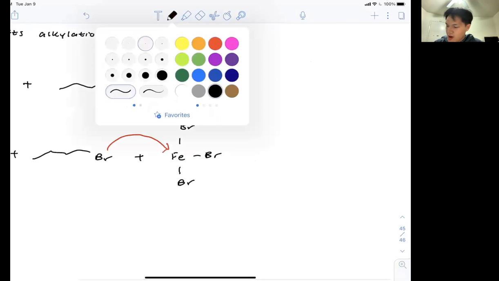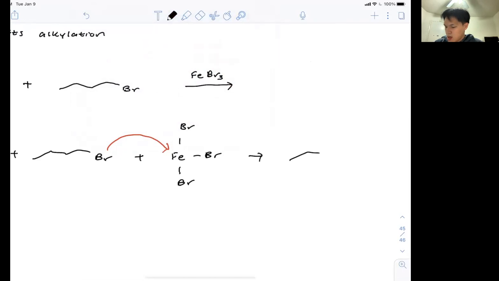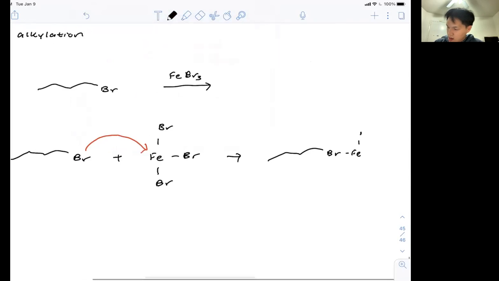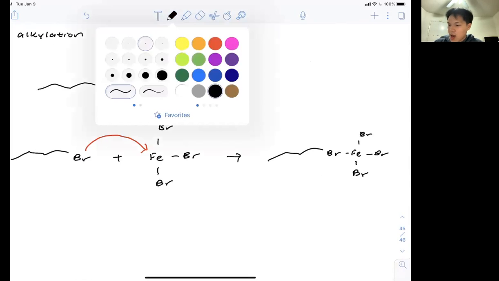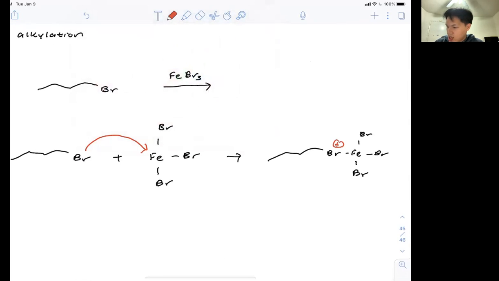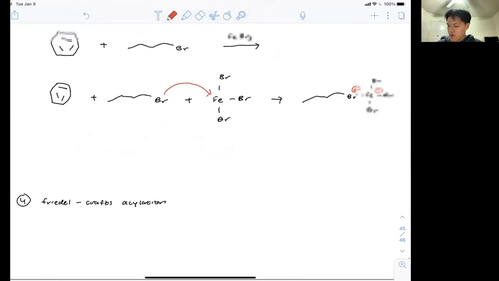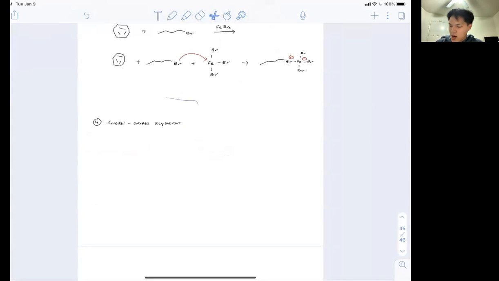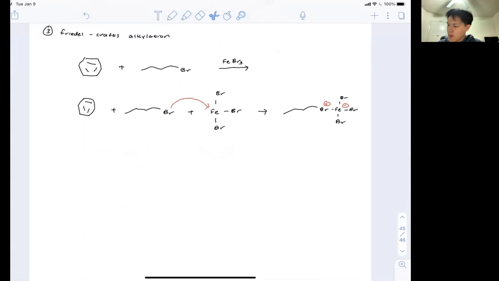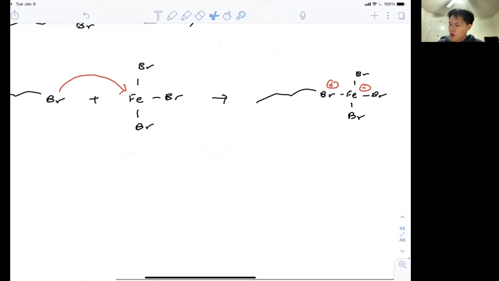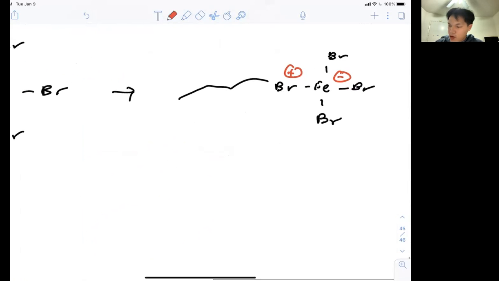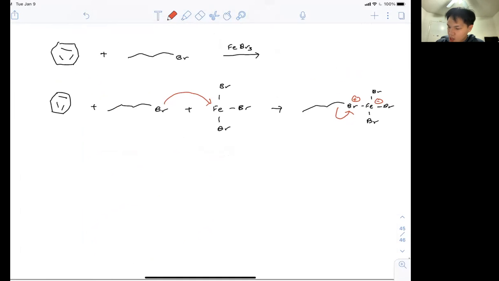Oops, do I have room for this? Br, Fe, Br, Br, and then Br here. This Br now has a positive. This Fe has a negative. I'm just going to move this down over here so we have more room. So now, once it gets that positive, we can let it leave, right? And then what happens when it leaves?